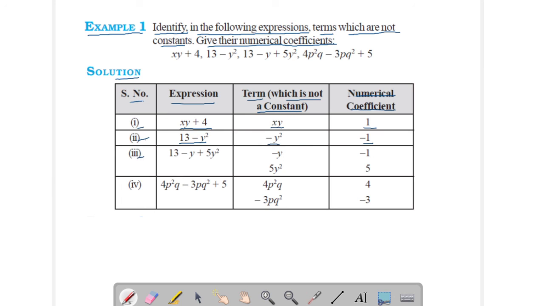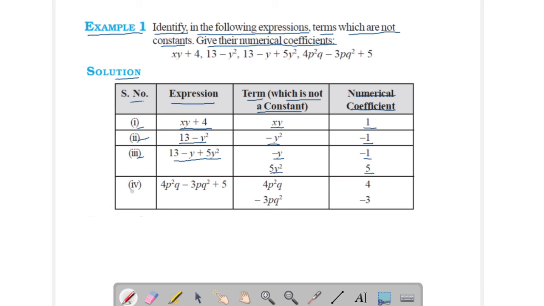Now third part, it is 13 minus y minus 5y square. Here there are two terms which are not constant, that is minus y, and second is 5y square. In minus y, what is the numerical coefficient? It is minus 1. And in 5y square, numerical coefficient is 5.